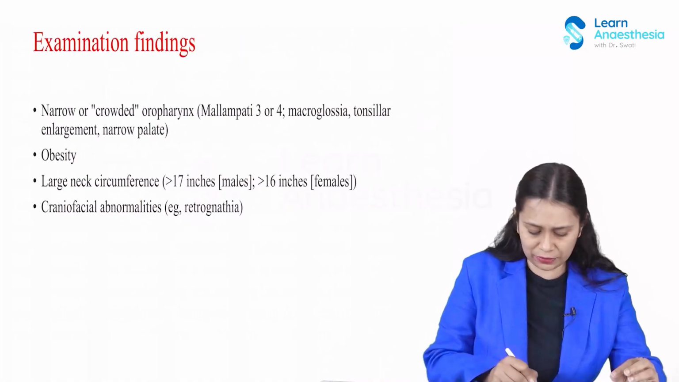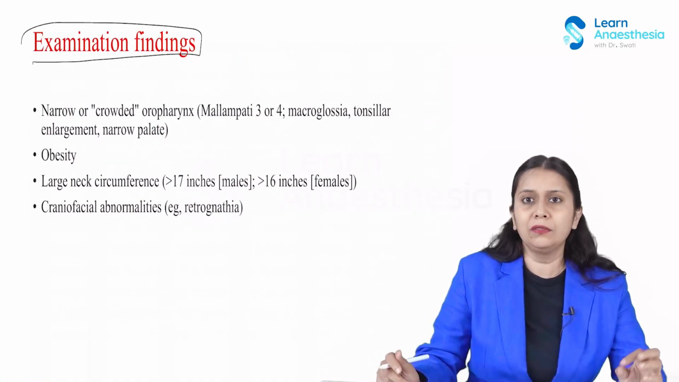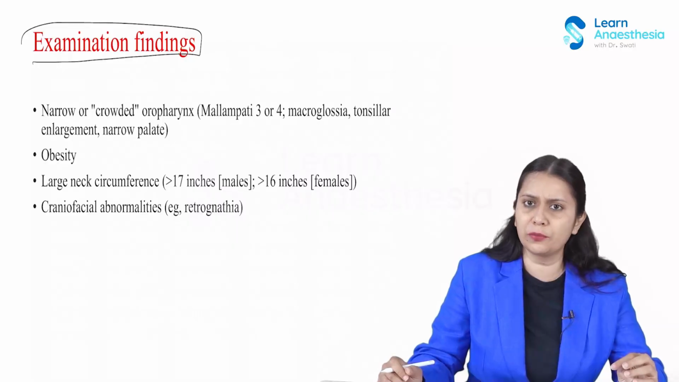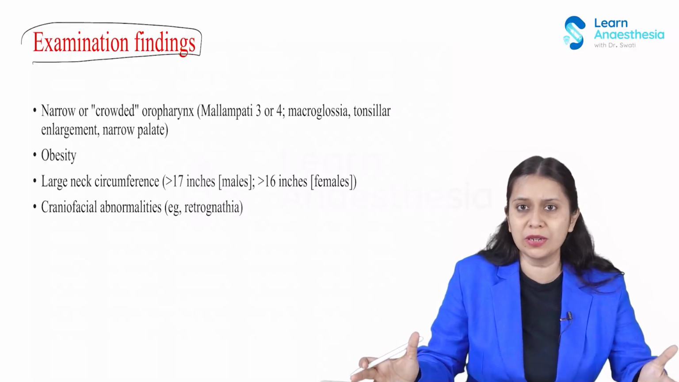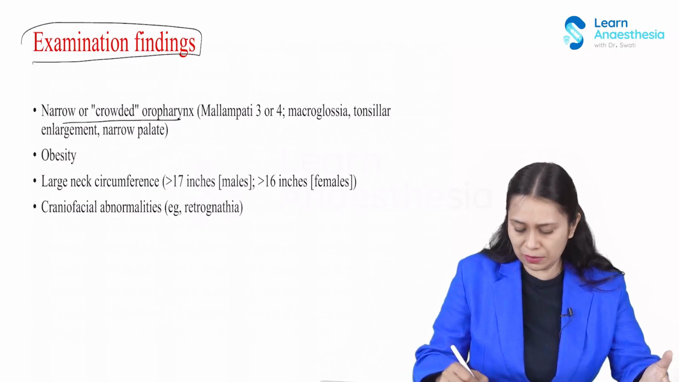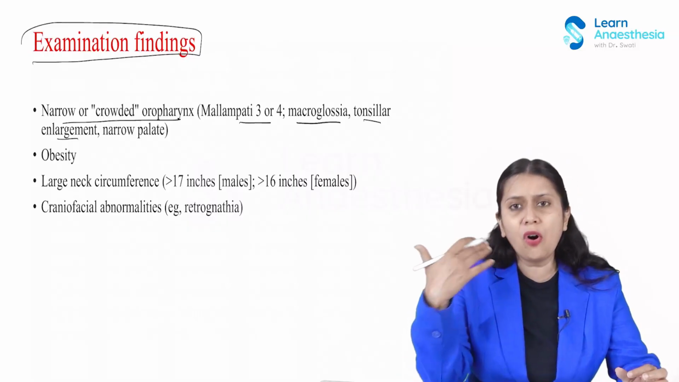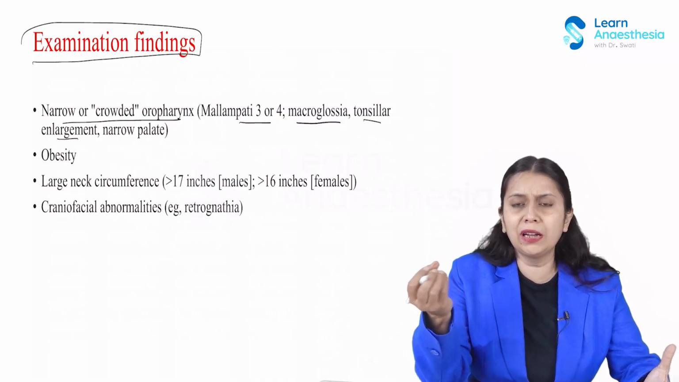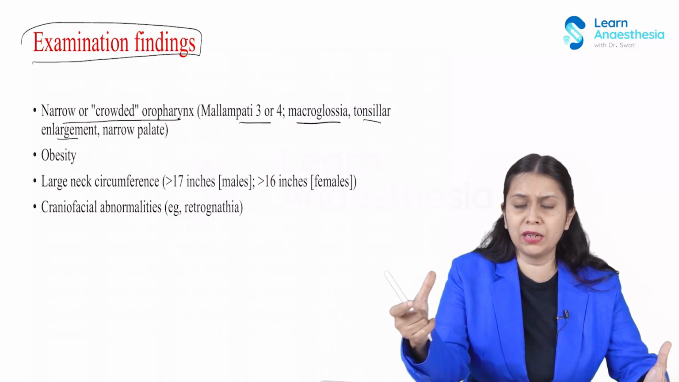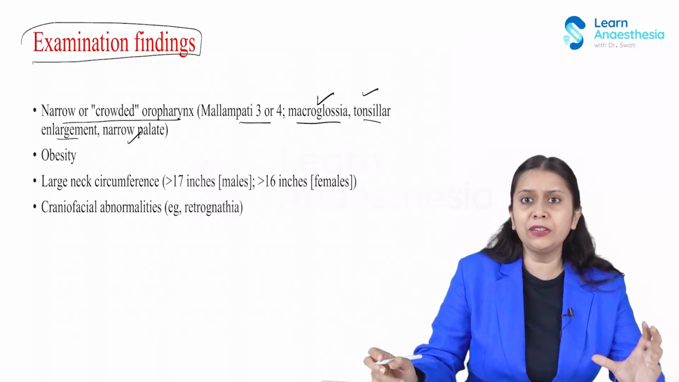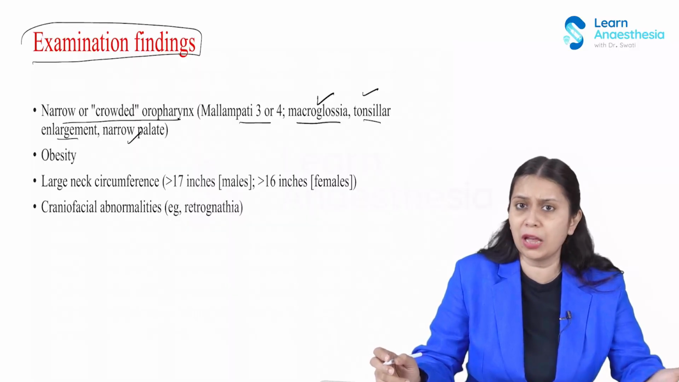What are the physical findings when we examine these patients? Well, especially during airway evaluation, there would be a lot of features which can suggest that the patient may have an association of obstructive sleep apnea. If their oral cavity seems too crowded, they have a higher Mallampati grade, right? So a narrow or crowded oropharynx, Mallampati 3 or 4, or the patient has a large tongue or tonsillar enlargement, or narrow palate, all this predisposes to obstructive sleep apnea. Obstructive sleep apnea happens basically due to collapse of the upper airway. So all this would contribute to the collapse of the upper airway when the tone is decreased, which can happen during sleep and which can happen during anesthesia.